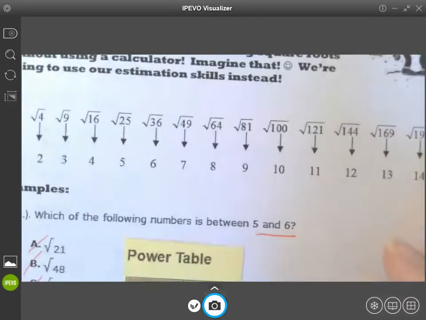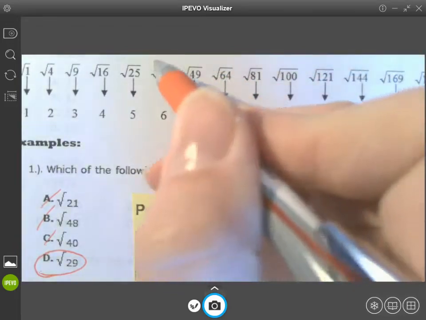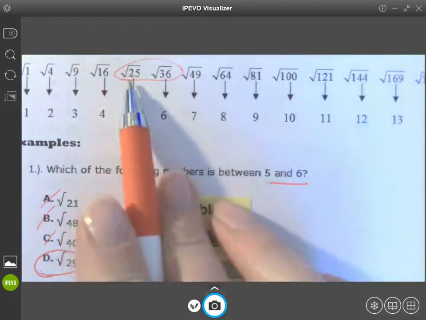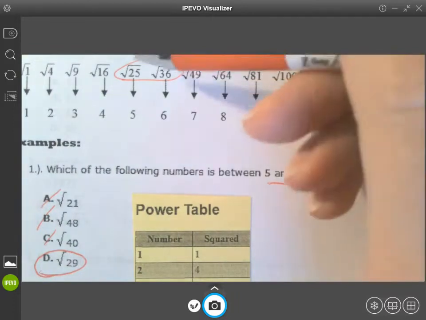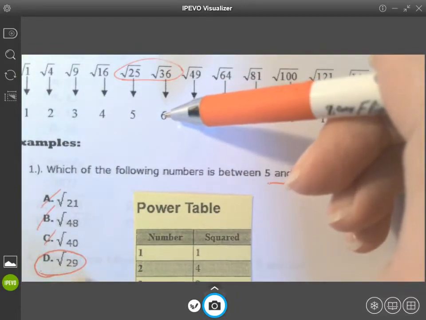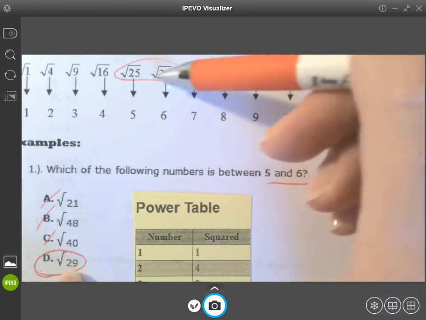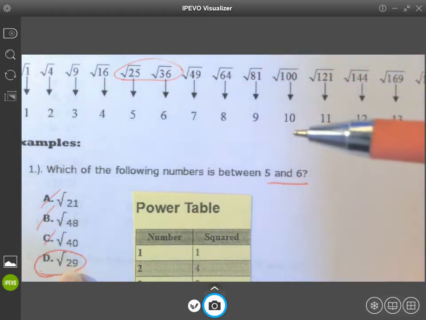Listen. The square root of 29 falls between the square root of 25 and square root of 36, doesn't it? That's what you're looking for. The square root of 25 is 5, and the square root of 36 is 6. And so the square root of 29, doesn't that fall between these two? Yeah. So the square root of 29 falls between 5 and 6.